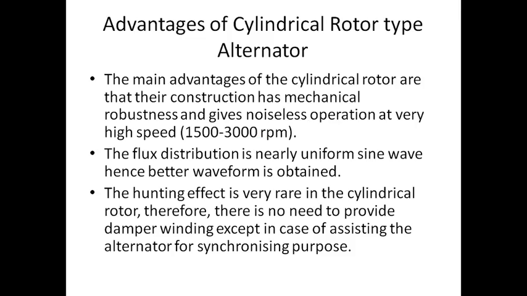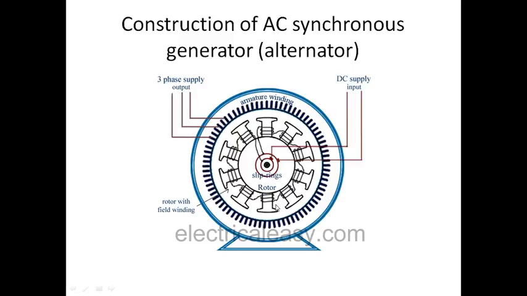So what are the advantages of this particular cylindrical rotor? It has mechanical robustness. If you give mechanical pressure, it won't get damaged. This is noiseless. If you compare it with the salient pole, it is not giving noise. Again, it is going to reduce the damping effect.